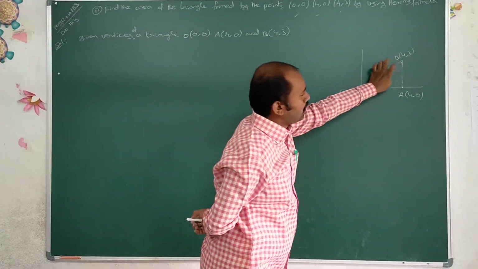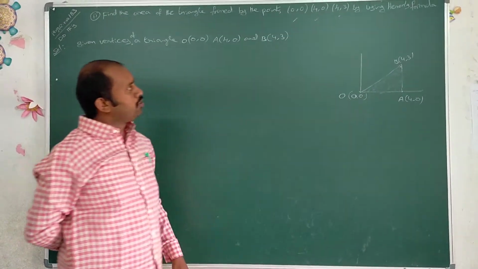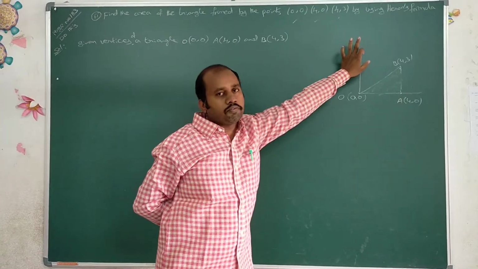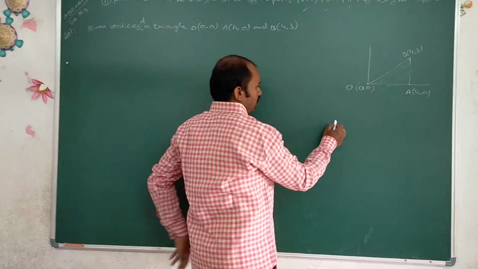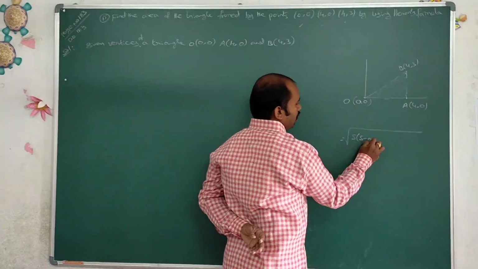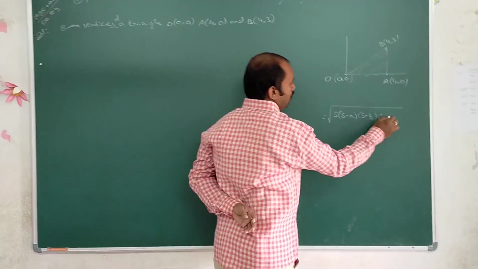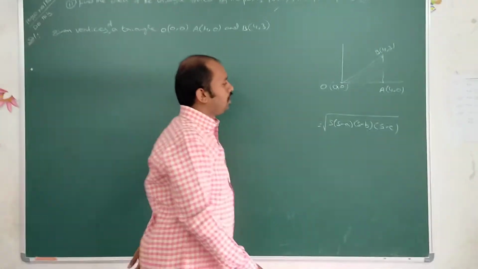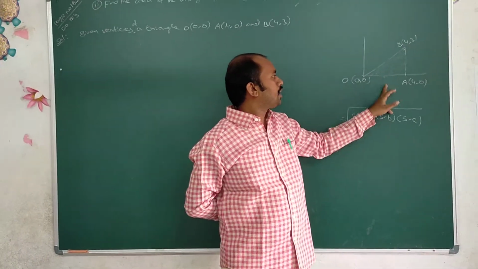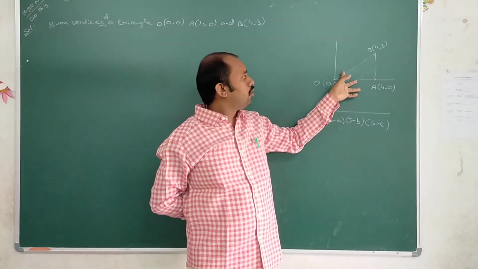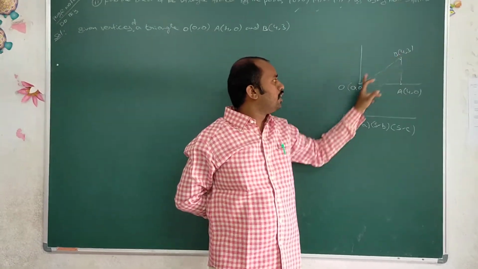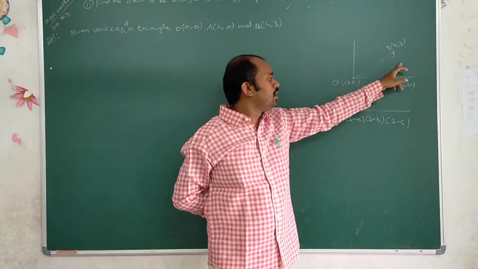Here you mention already the diagram. Now, we find the area of the triangle by using Heron's formula. Heron's formula you already know: square root of s into s minus a into s minus b into s minus c. Here a, b, c are the sides of the triangle. Here the sides are not given, only vertices are given. So first you find the sides.